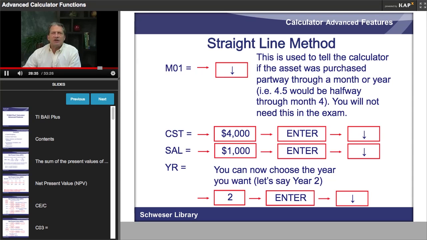This is used to tell the calculator if the asset was purchased partway through a month or a year. 4.5 would be halfway through. You won't need anything like that for the level 1 exam. So then we put in our salvage value and our cost and choose the year you want. Let's say year 2 and enter. So you're prompted with year after we've scrolled down, after we told it the estimated salvage value.